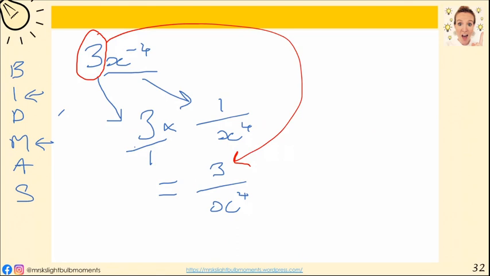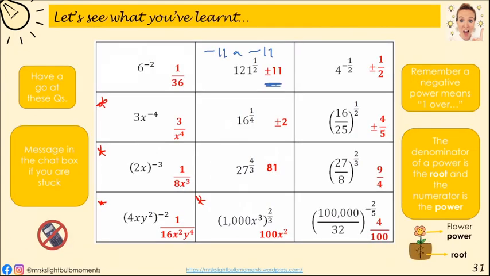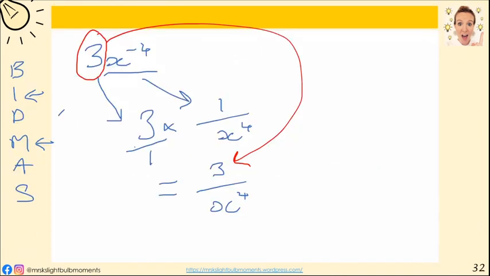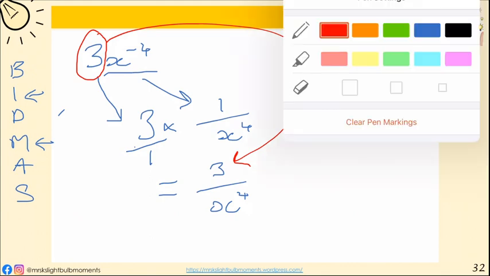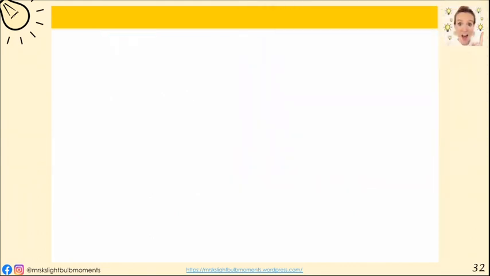Okay, let's look back at one of the other questions we had on that slide. We've got similar in the next question below it, 2x to the power of minus 3. But can you tell what's different there? We've got the brackets. So this time, the whole expression is to that power. So 2x to the power of minus 3. Let's have a go here. 2x all to the power of minus 3.